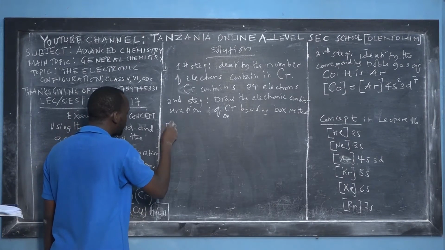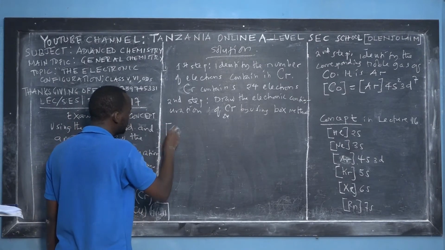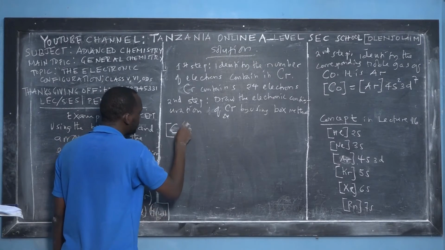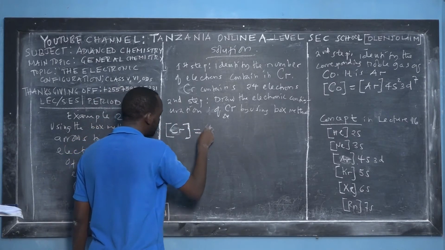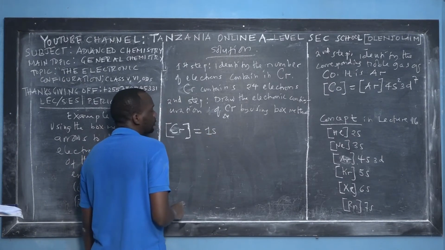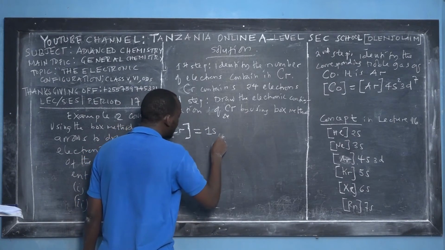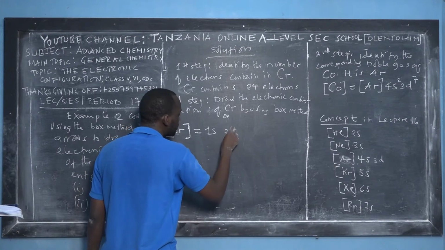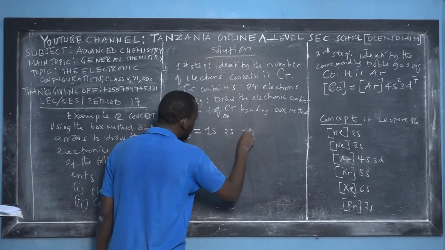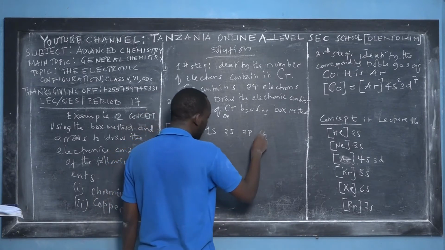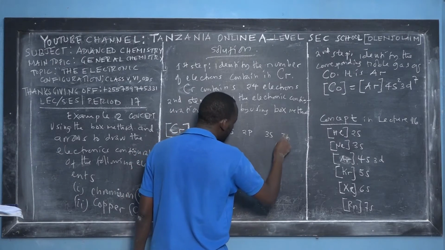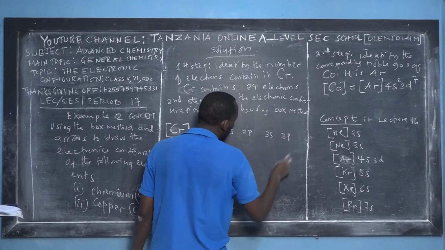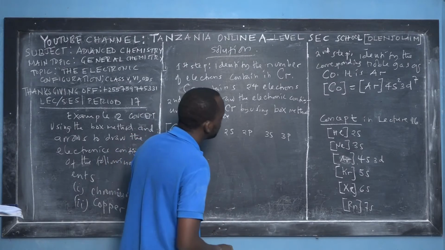We are writing the electron configuration of chromium. Always you start with the s orbital, the 1s orbital. Then the next one, we have the 2s orbital. Then the third one, the 2p orbital. Then the next one, the 3s orbital. Then the next one, we go to the 3p orbital. Isn't it? Yes.